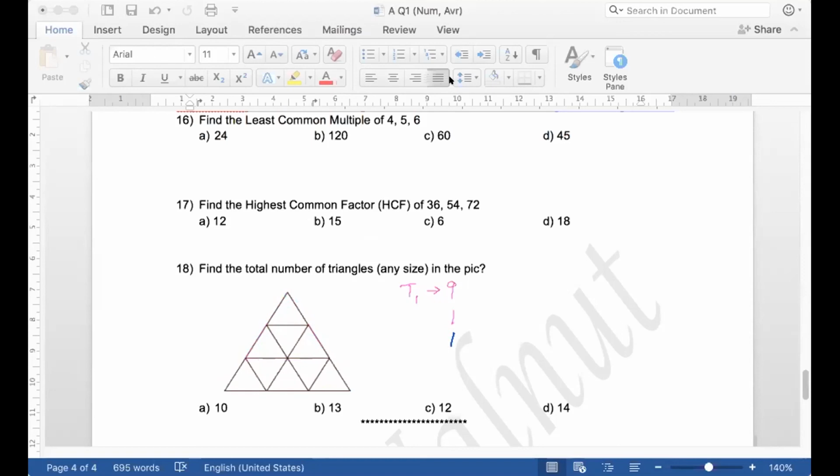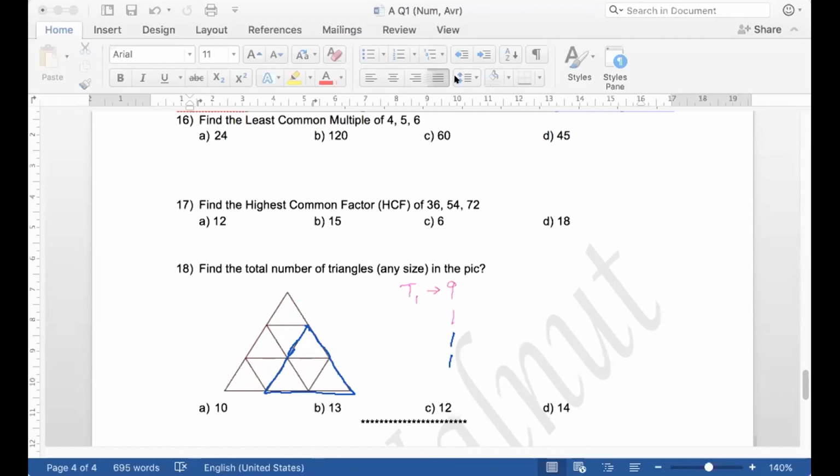So we have 11 triangles so far. Any other triangle? Give me an idea. Some of you have up to 14. See that this one is a triangle. So if you take this way, these 4 pieces, that's a triangle. See that? So we have another triangle.